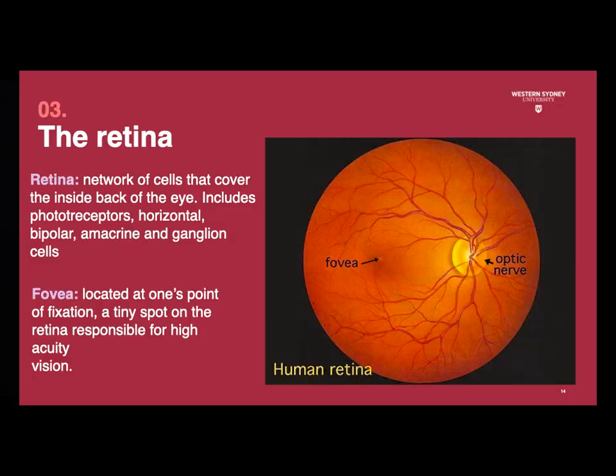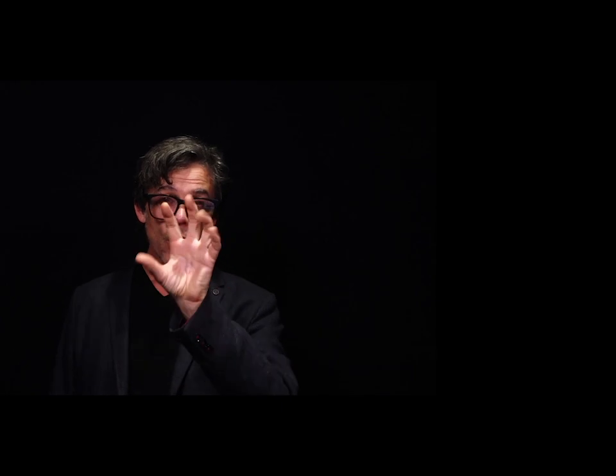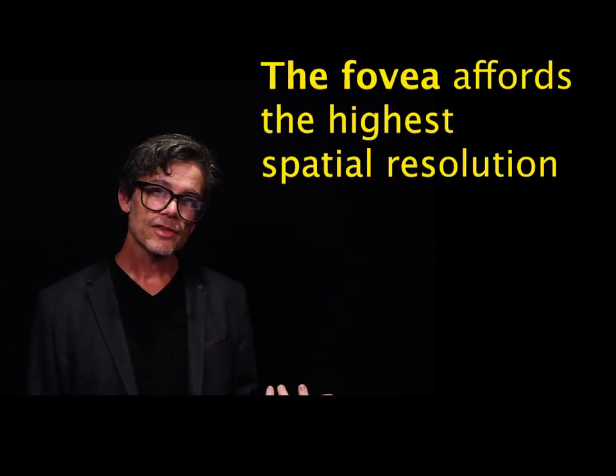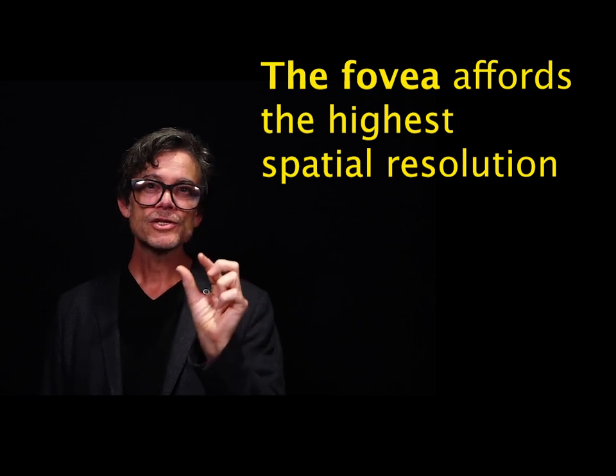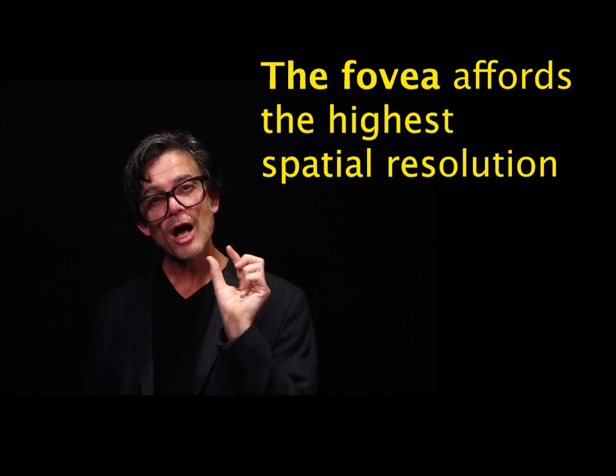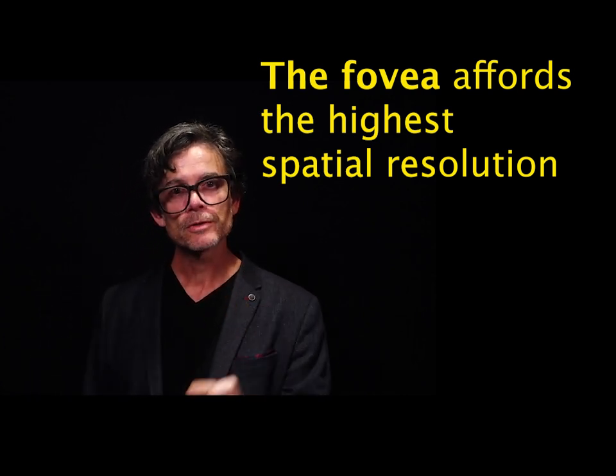Each eye's retina contains a small region known as the fovea. When we look at an object, that is to say, when we fixate upon it, we invariably place that image onto our fovea. Turns out that this is because the fovea is the region of the retina which affords us the highest spatial resolution.